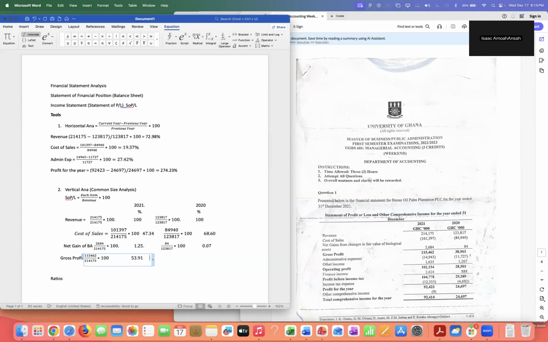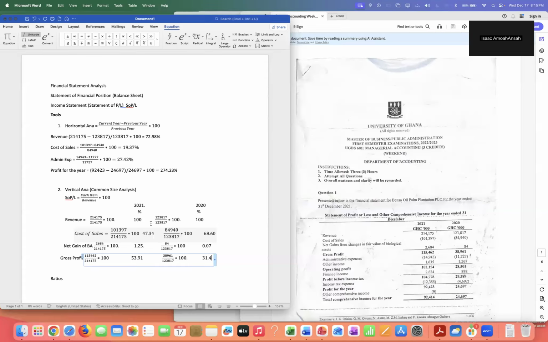The figures for 2020, gross profit is 38,961 divided by 123,817 times 100. That gives 31.47.